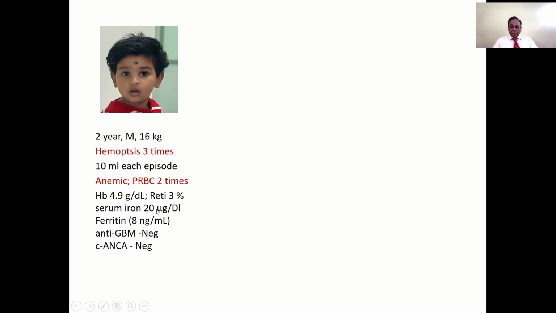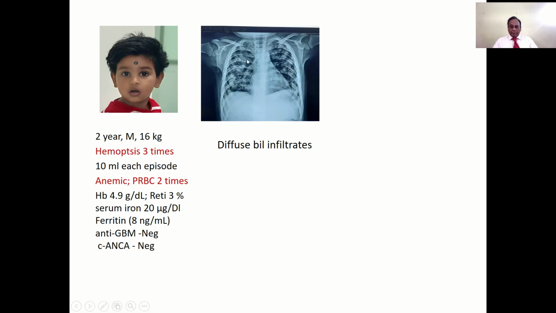If you look at the blood picture, hemoglobin is 4.9. Typically, serum iron and ferritin are very much diminished. This child was brought to us, and the X-ray shows bilateral infiltrates.